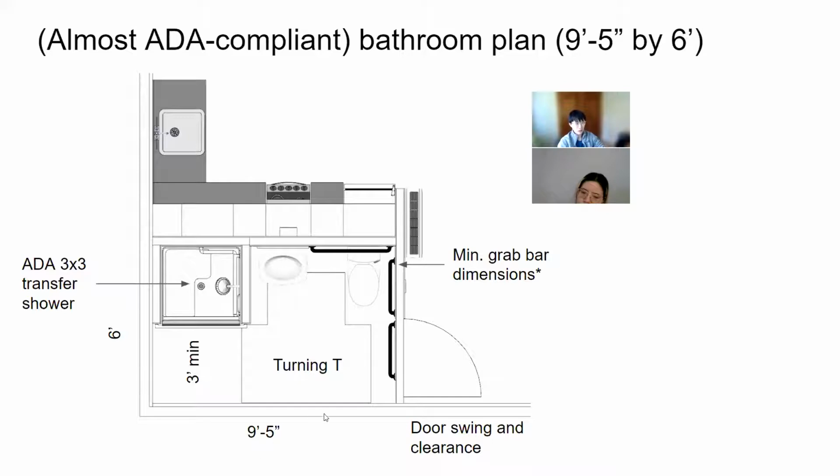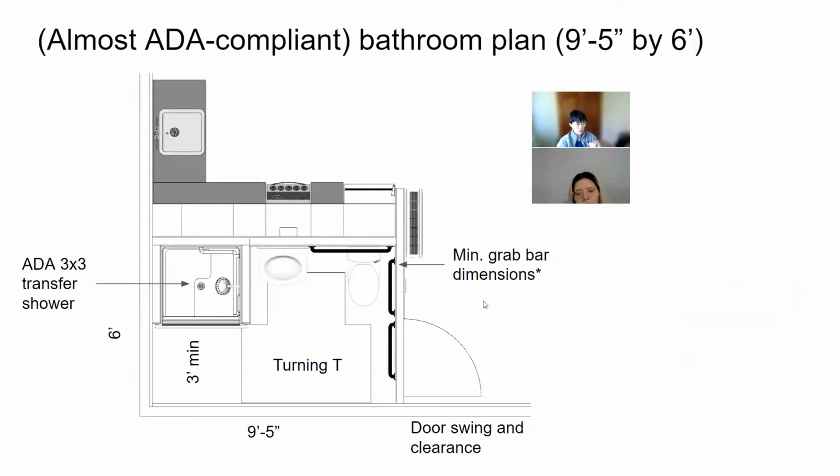Then there's a turning circle or T that you can incorporate, and you have abilities to deal with toe and knee clearance as well. And you can see here that it is possible in this arrangement to then put a sink next to the shower and then put a toilet next to the sink and have this turning T without having to increase that width anymore. But then the placement of that turning T, as well as the minimum grab bar dimensions for a toilet in the corner, then generate this 9'5" length.